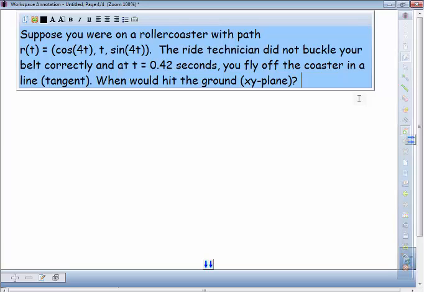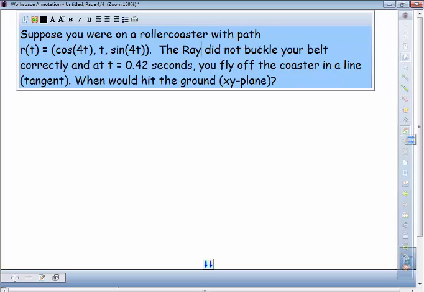Maybe. Maybe you might just be injured. Well, this guy, the ride technician, probably got sued. Who's the ride technician? All right. So, some guy named Ray. All right.